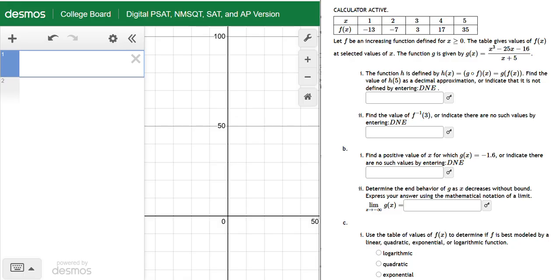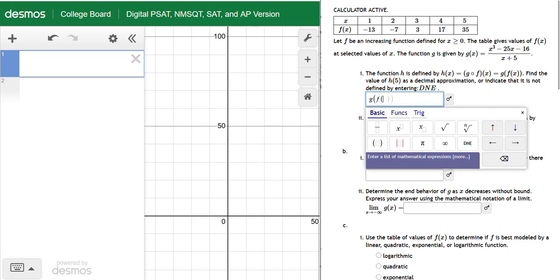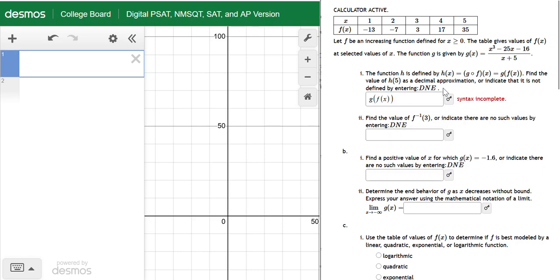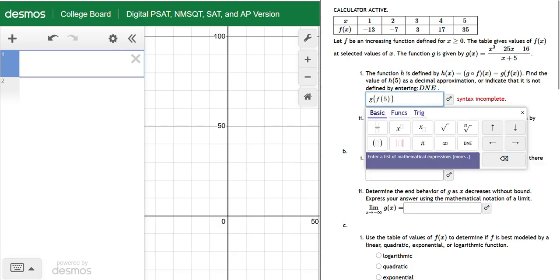So if we look at this problem here, first we begin with an f function and a g function. The f function is a table, the g function is an equation. The first question is a composition of functions, so notice it's g of f of x. We work with the inside function first, the f function, which is designated by the table up here, and we want to evaluate f of 5, which means that we plug in a 5 for this x.